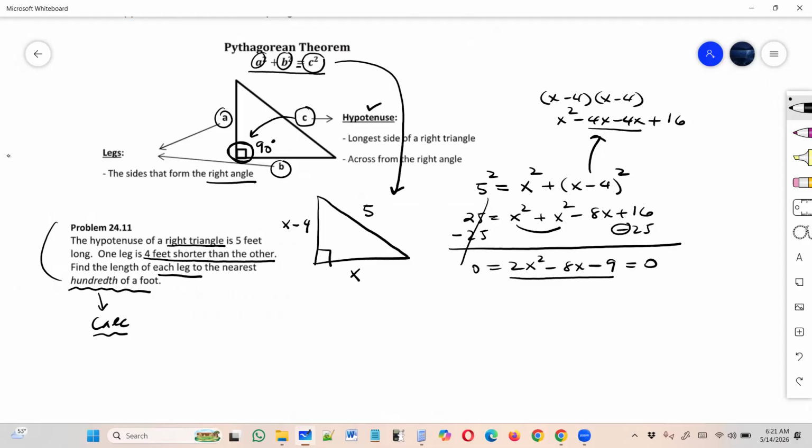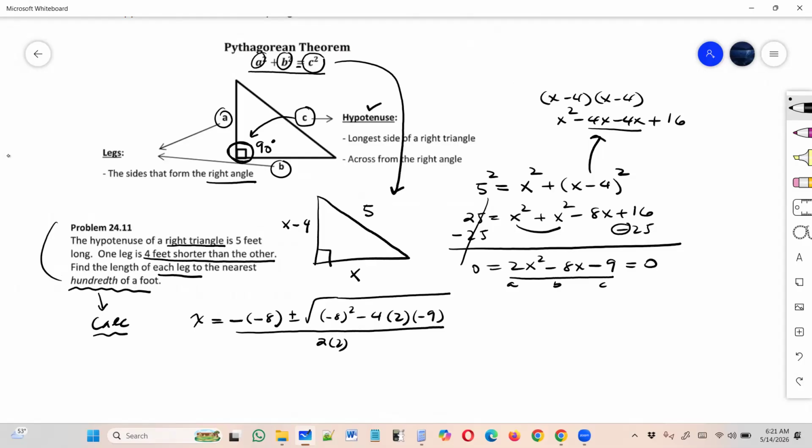So A, B, and C, I'm going to use the quadratic formula again. So minus B. Notice that B is already negative. So it's minus minus 8 plus or minus the square root of B squared minus 4 times A times C, everything over 2A. Seems like A is always 2. In these problems, A is going to be something small, so you don't have to work with too complicated numbers. So negative times a negative is positive.